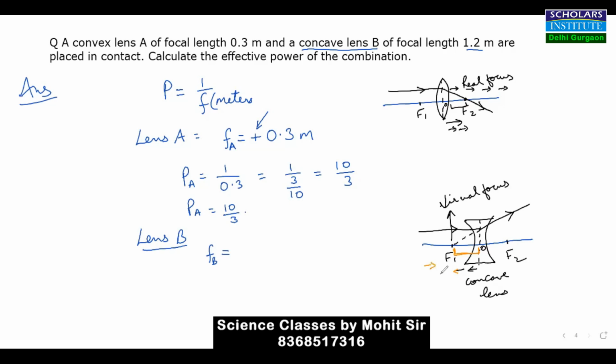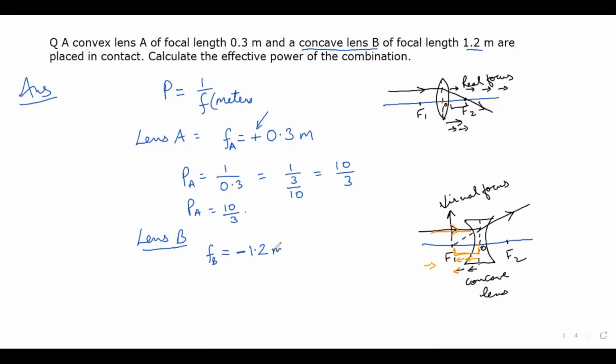The direction of the incident ray is this, and my direction of measurement, because all measurements are taken from the optical center. Here also I was taking the measurement from the optical center, but in the previous case I was moving towards the right, in the same direction as the incident ray. In this case, I'm moving towards the left, which is opposite to the incident ray. So the focal length will be taken as negative. So the focal length will be minus 1.2. Understood? Minus 1.2 meters.